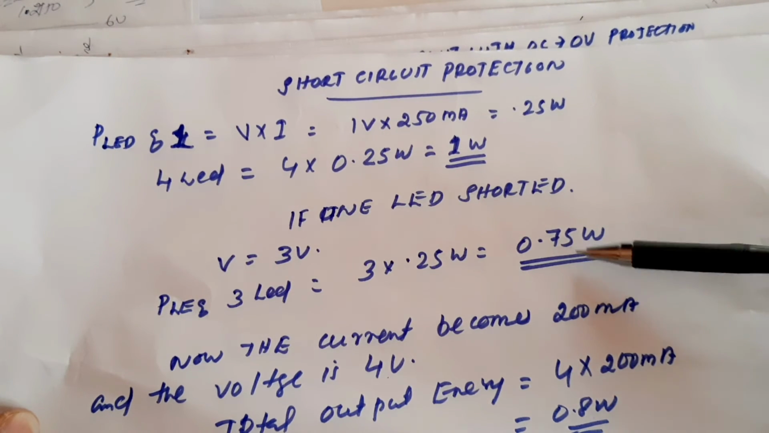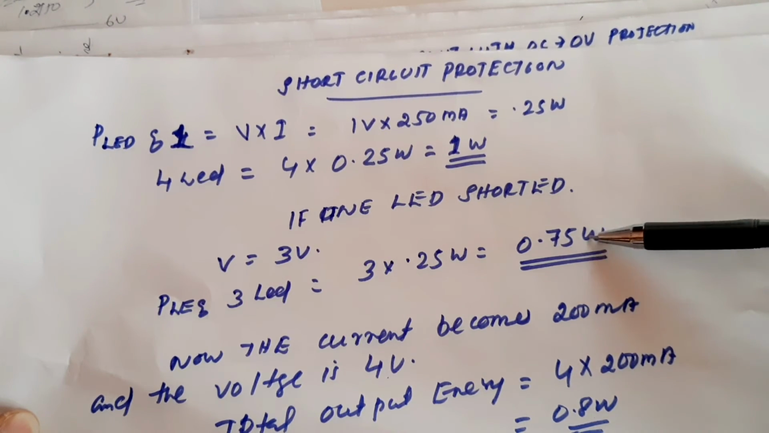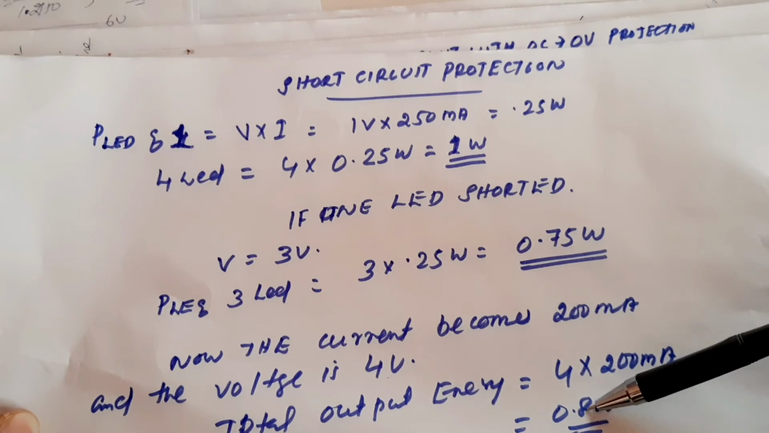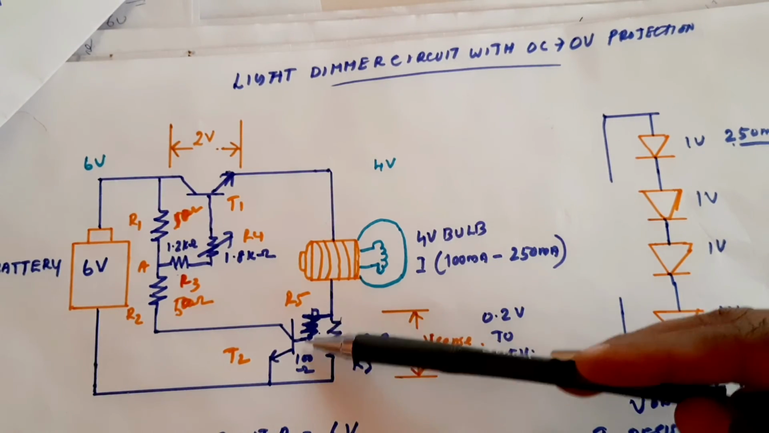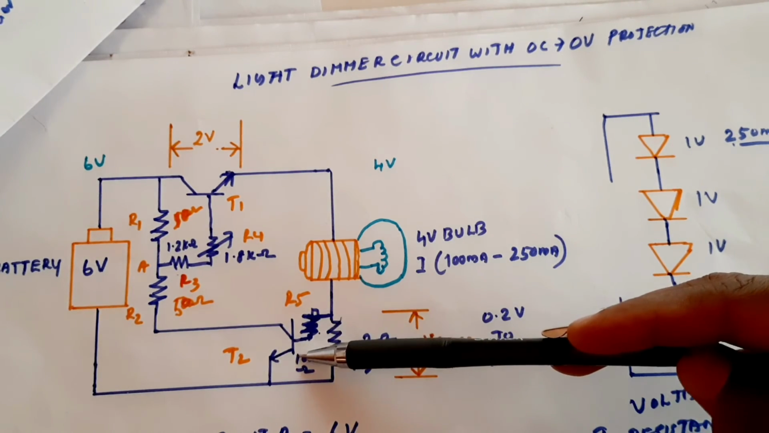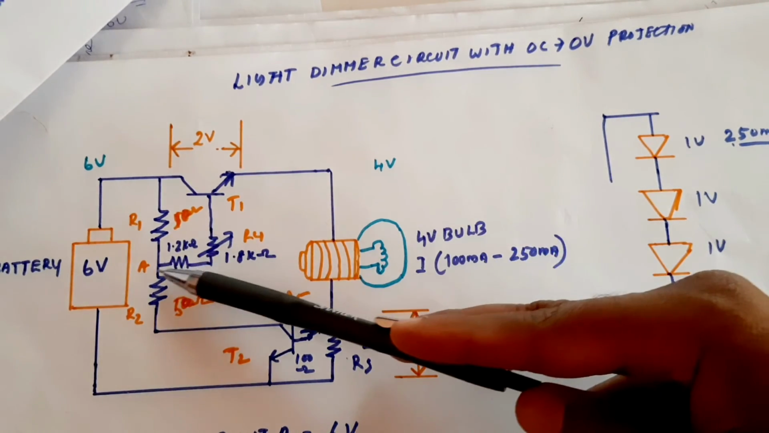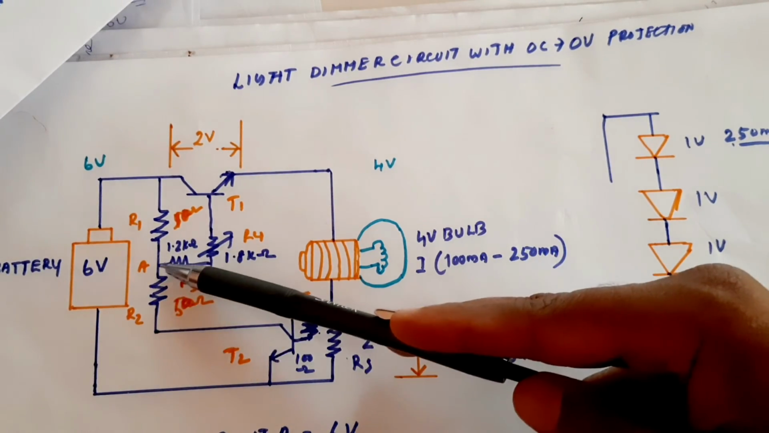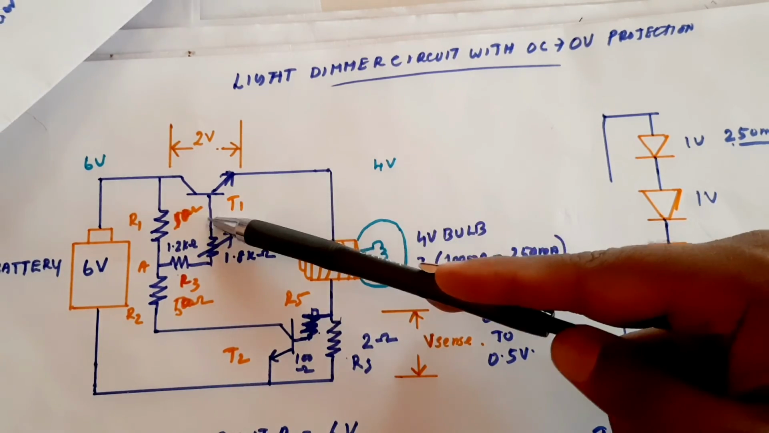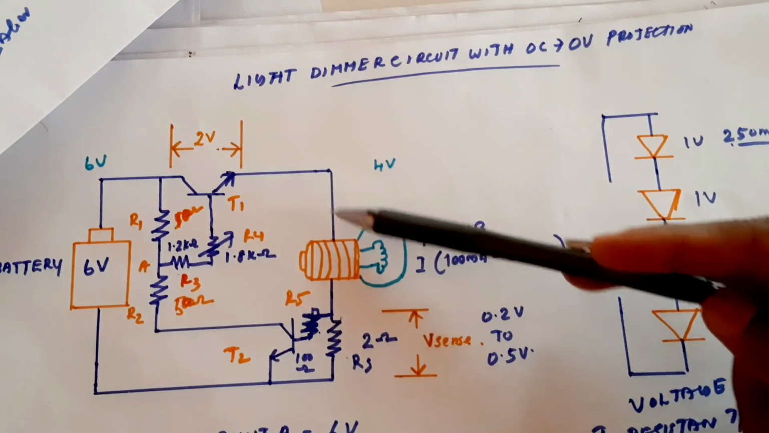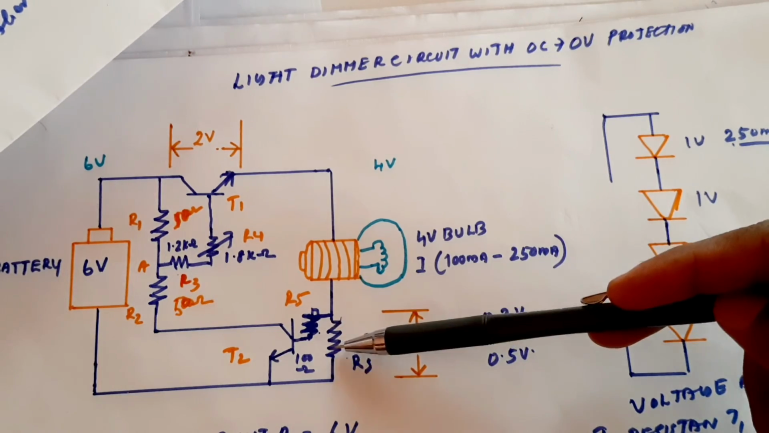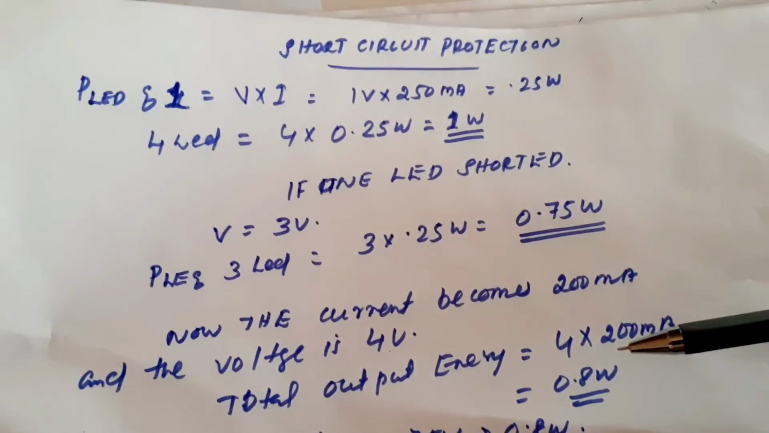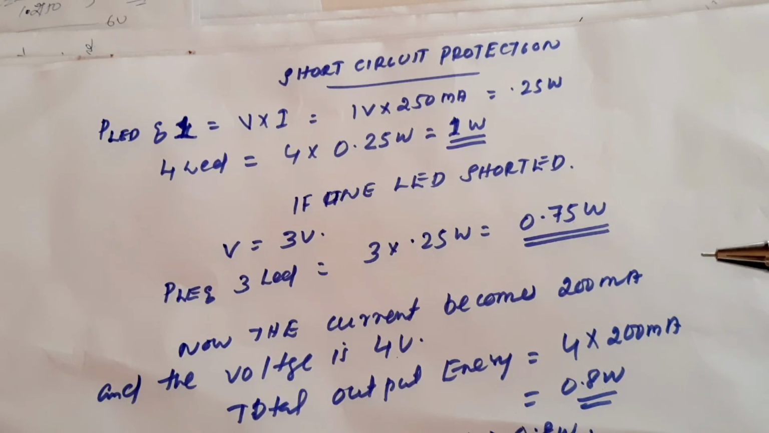We can reduce the power level from 0.8 to 0.75 watt by changing the values of the resistors. If we change the beta of the transistor, more current flows, there will be more voltage drop across it, so the base current is reduced and the output current is reduced. By doing that we can reduce the output current and thus the output power. So it gives more protection to the circuit.